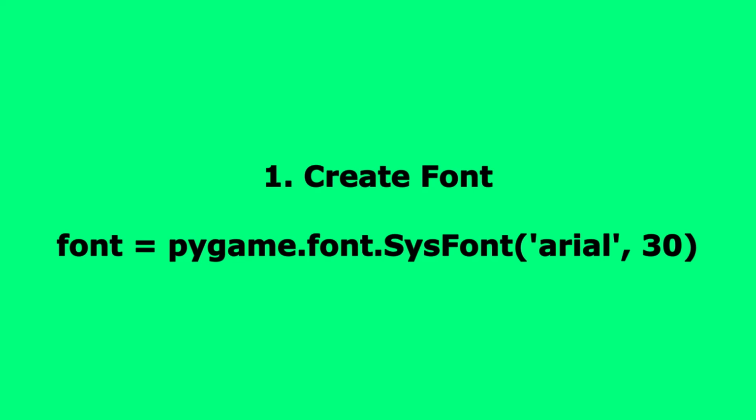Writing text is a little trickier. First, you need to make a font object with pygame.font.SysFont. Enter the name of a system font as well as a size. System fonts are basically fonts that are already loaded onto your computer. To get a list of them, print out the return from the pygame.font.get_fonts function.